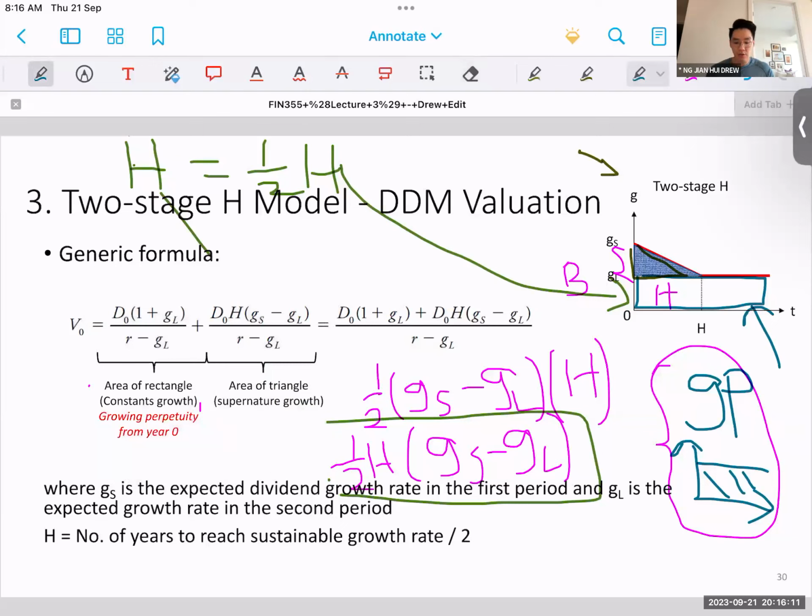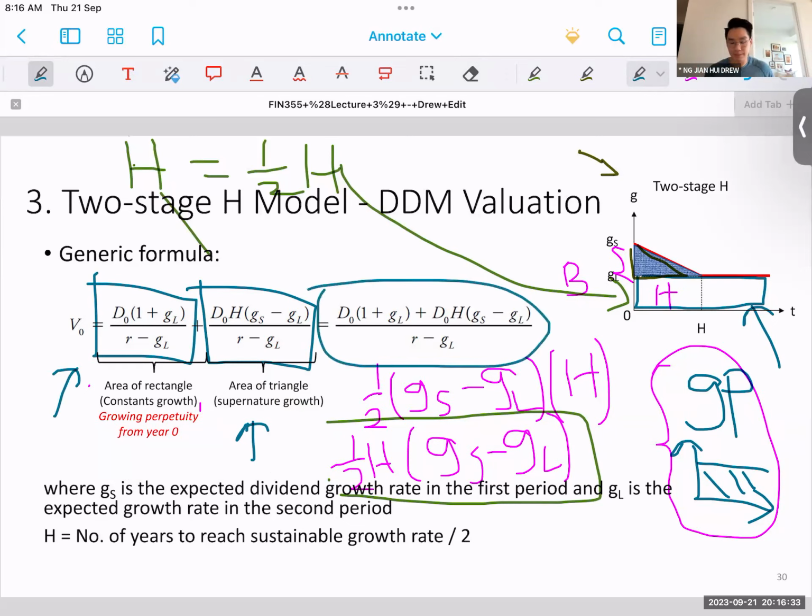Okay, so as the slides mentioned, this portion of the formula is the triangle, or the supernormal growth, and this portion is the area of the rectangle, which is the growing perpetuity, right? Generally we can combine them because the bases are the same. It's no difference, it's just the same thing. And so we use this approximation formula to calculate the H model, right?